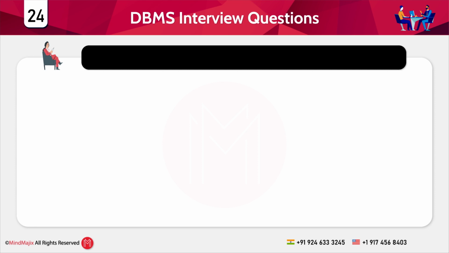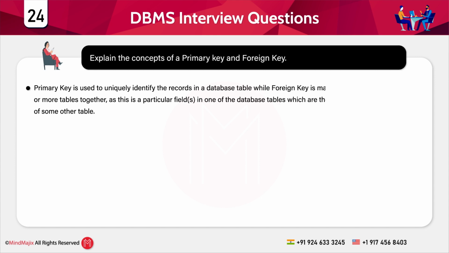The next important question is, explain the concepts of a primary key and a foreign key. So a primary key is used to uniquely identify the records in a database table, while a foreign key is mainly used to link two or more tables together, as this is a particular field in one of the database tables, which is the primary key of some other table.